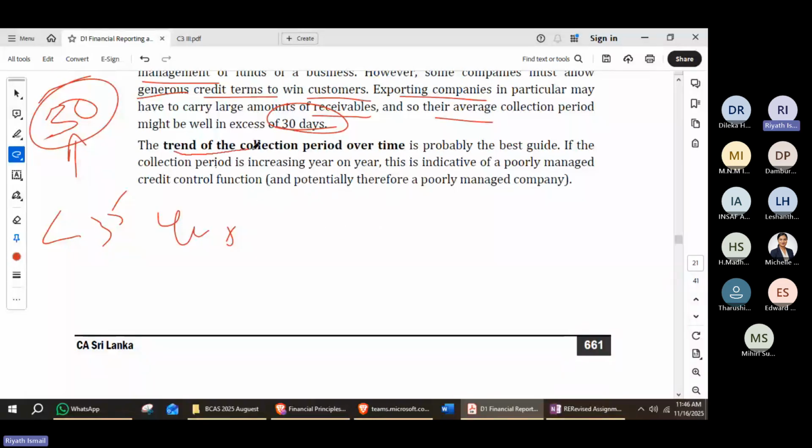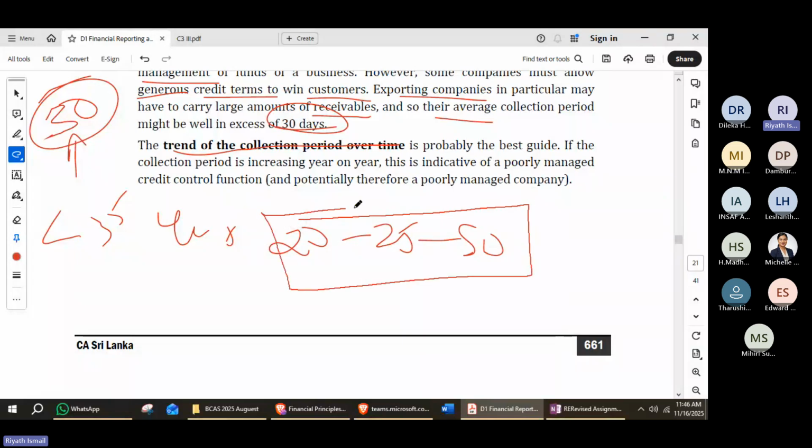The trend of the collection period over time: last year 20 days, this year 25 days, next 30 days. You have to observe this kind of trend; it is probably the best guide. If the collection period is increasing year on year, this is indicative of poor management, poor credit control function, and potentially therefore a poorly managed company. So it is not a good sign.